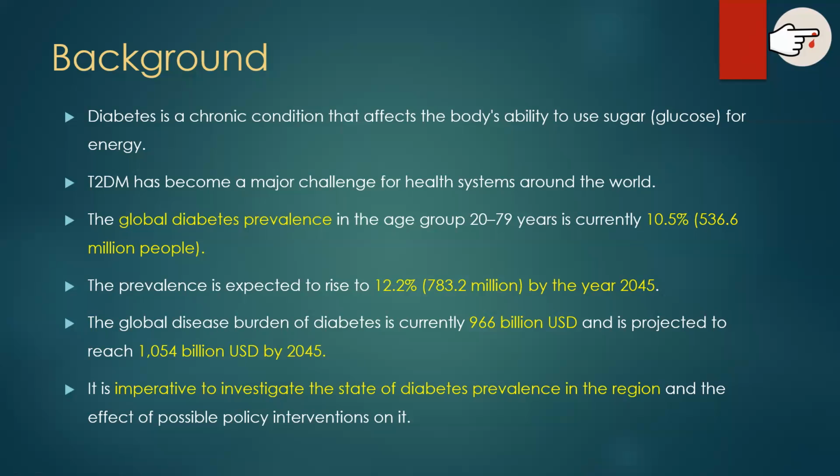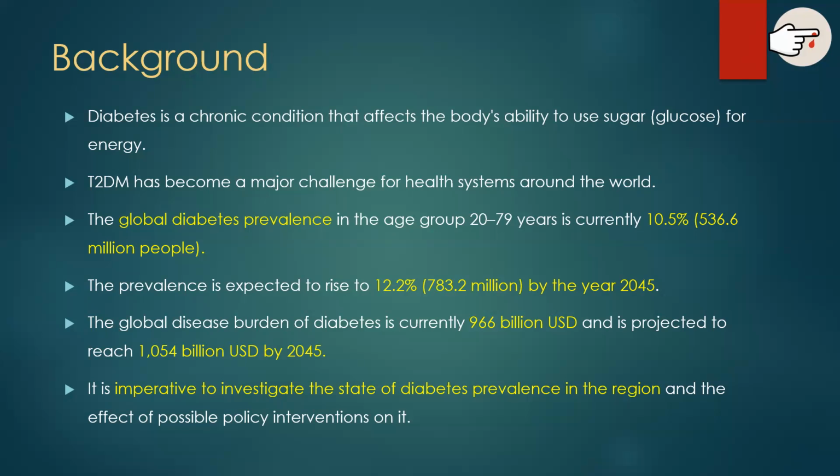The global diabetes prevalence between the ages of 20 to 79 years is around 10.5%. And I'm sitting here in Dubai, where the prevalence is around 17 to 18%. More than 550 million people are living with diabetes. The world prevalence is expected to rise to 12.2% by 2045. But in the UAE and in India, this prevalence is going to reach a higher figure of 20%. The global disease burden is 966 billion USD, and is projected to become 1054 billion.